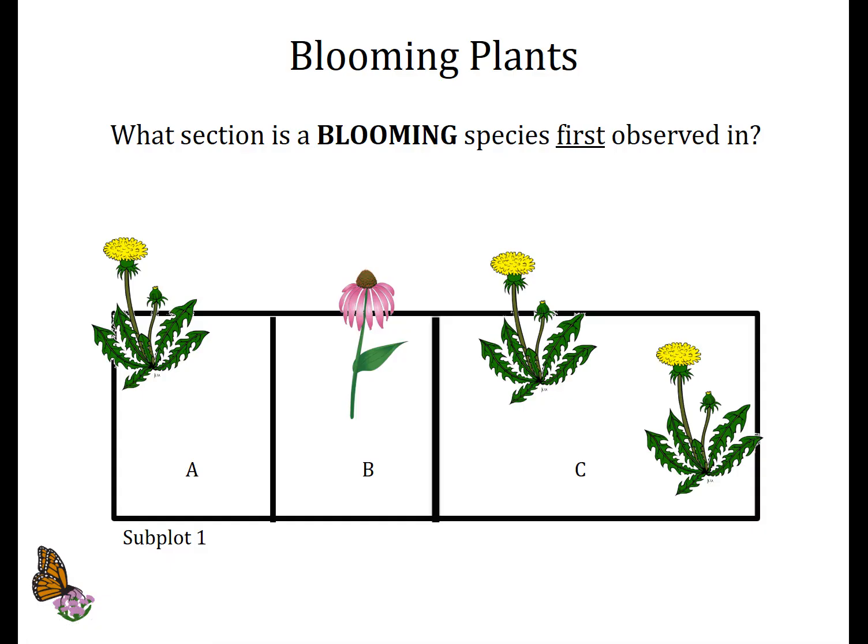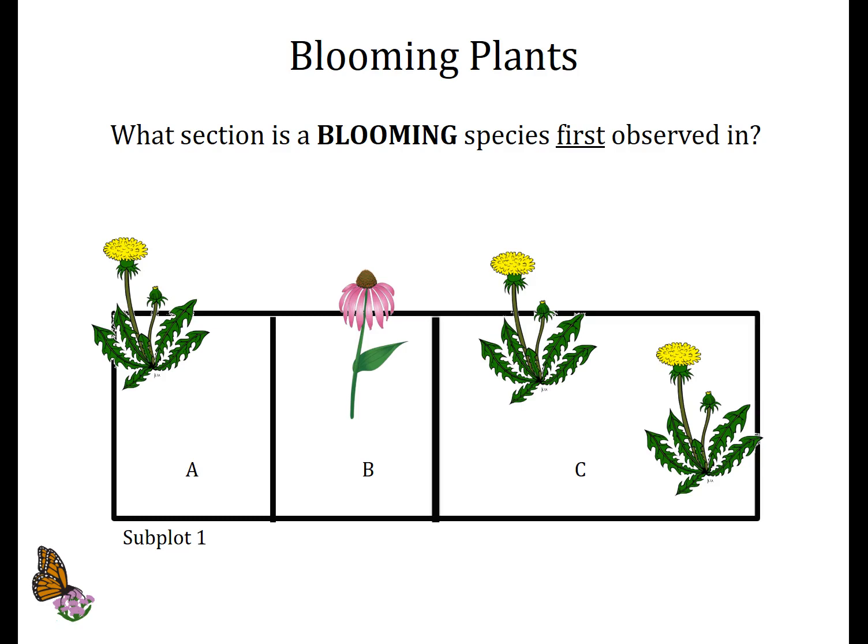Within the subplot, we will be recording the section in which we first observe each species in every subplot. When you place your subplot down on the left side of the transect, you will first look in section A of the subplot. Record any plant species you observe currently in bloom on your datasheet. Then you will shift your eyes to section B and record any new plant species you see blooming, those that were not yet observed in section A.